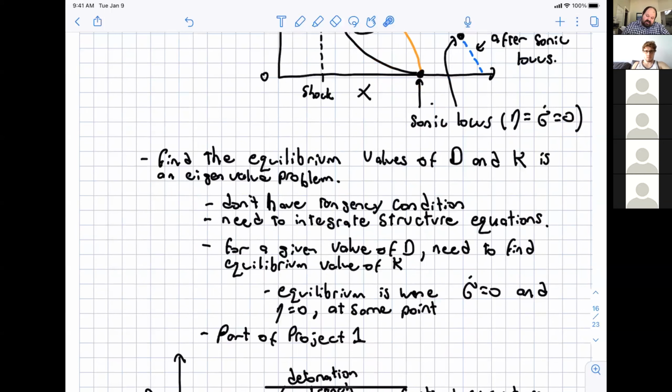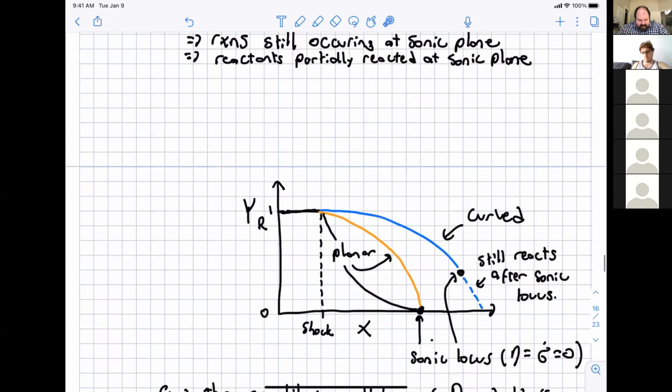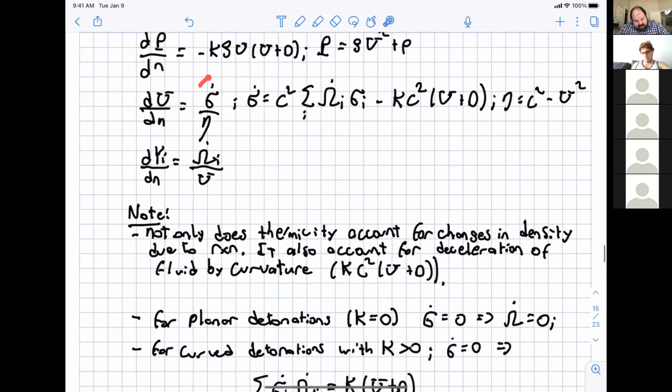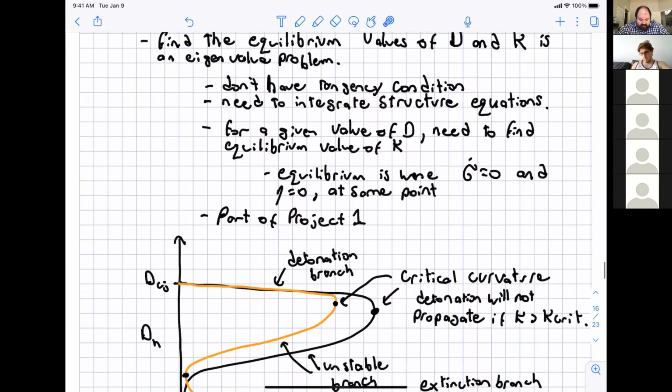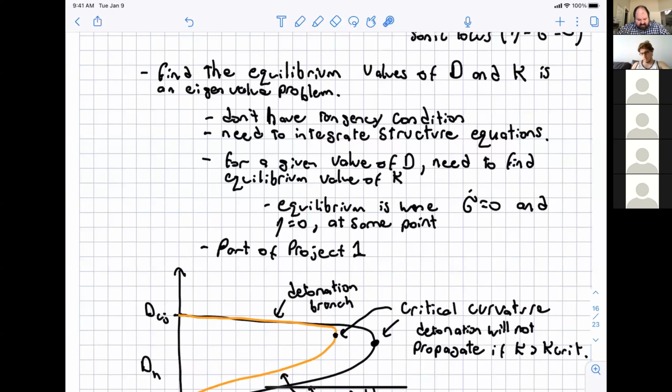And so what we need to do is integrate the structure equations directly, and then check to see if sigma dot and eta go to 0 together. If they go to 0 together, that means we have satisfied our equilibrium condition. If sigma dot goes to 0 before eta, we have not satisfied it. If eta goes to 0 before sigma dot, we've also not satisfied it. And so it becomes a bit more involved, and you need to integrate the structure equations.